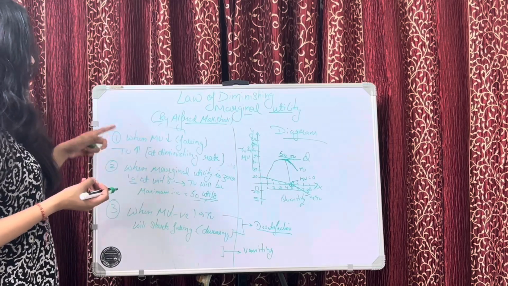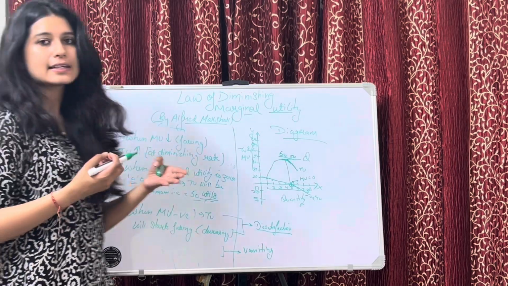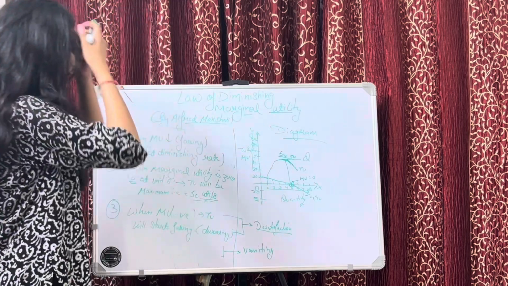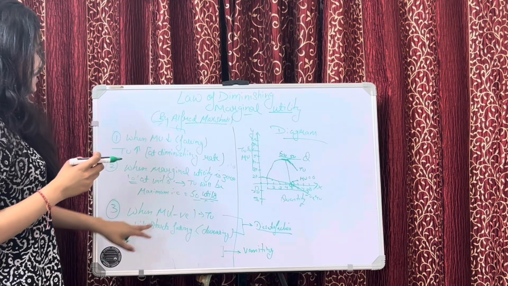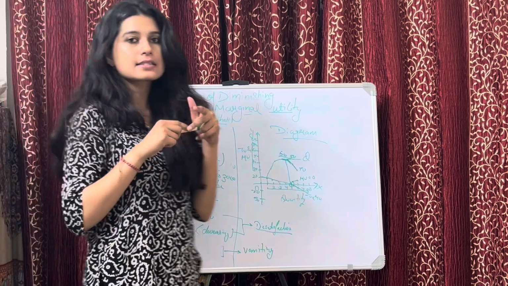I hope I made you understand the relationship between the total utility and marginal utility. Okay, so these are 3 points which are the main important points for this theory.